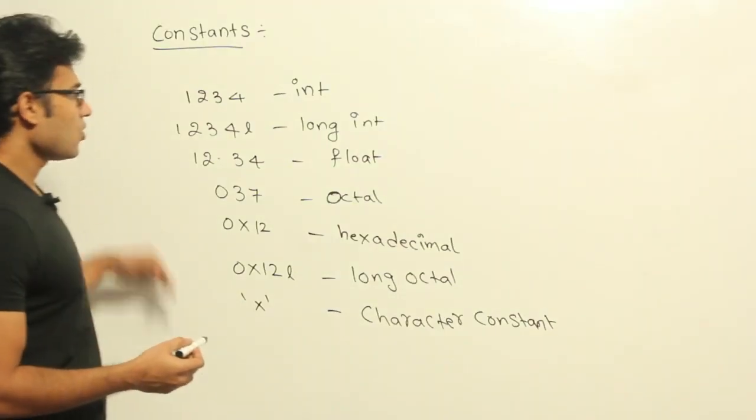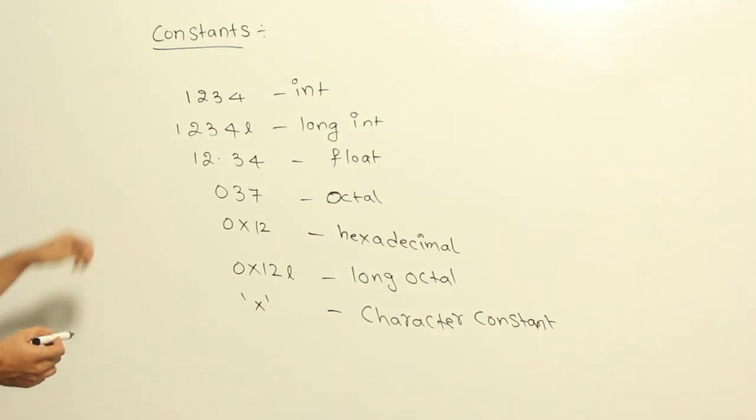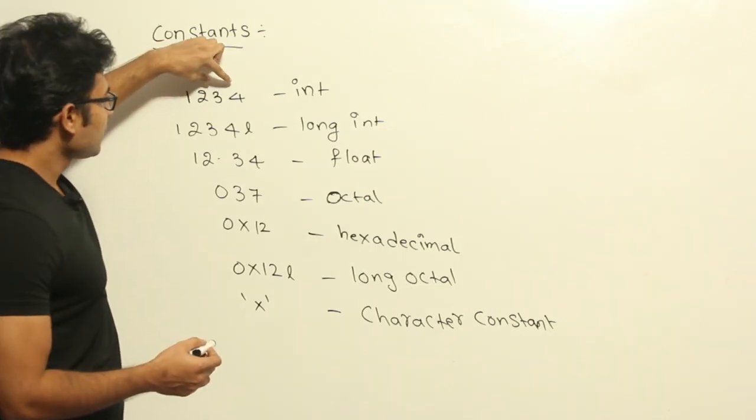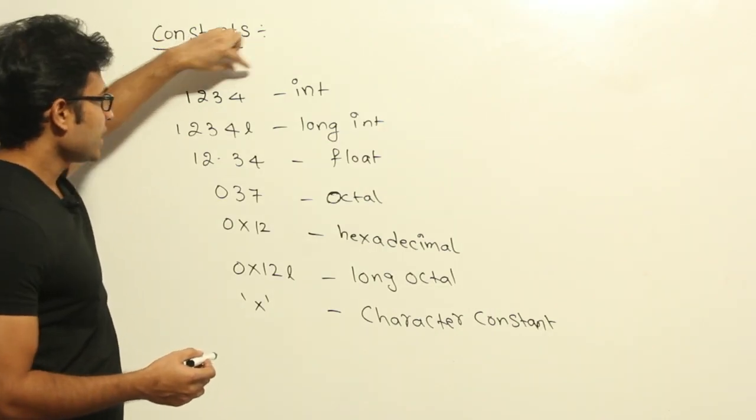Now let's see constants. Whenever you write a number like 1 2 3 4, you have to understand that the type it will take, it will be classified as int.